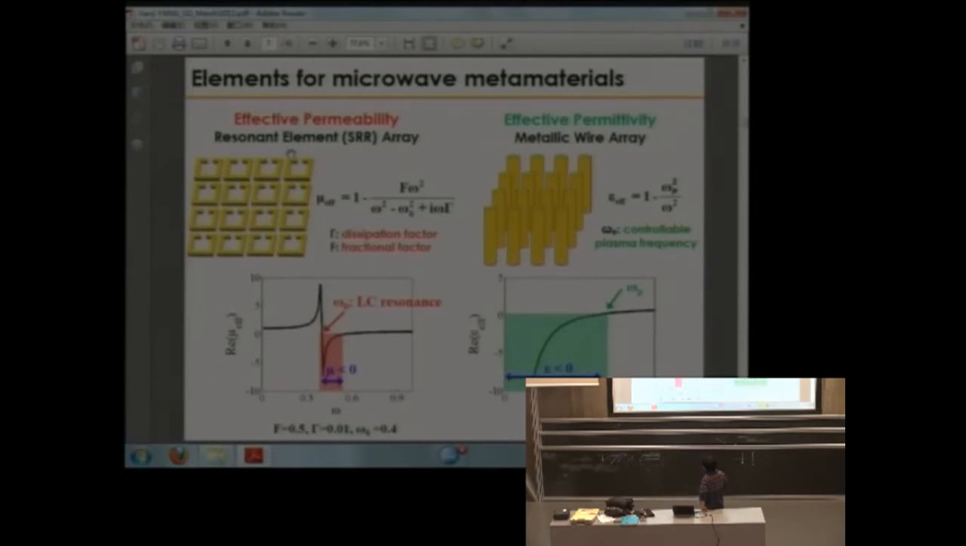Around the LC resonance of a split-ring resonator, such an array can exhibit a negative permeability. And meanwhile, a metallic wire array can mimic a metal with a controllable plasma frequency. Its permittivity can be described by an equation similar to the classical Drude model. And below the plasma frequency, it shows a negative permittivity. So if we can overlap the spectra of those two negative quantities by some proper combination of the split-ring resonators and the metallic wires, we can probably realize the negative refractive index.